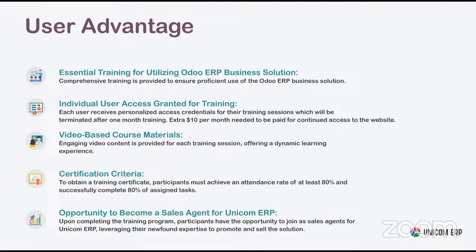And the last thing is the opportunity to become a sales agent for Unicom ERP. That is, upon completing the training program, participants have the opportunity to join as sales agents for Unicom ERP. This opportunity will be available to you on a commission basis. That is, you will get commission for each sale that you fetch for us. Okay.